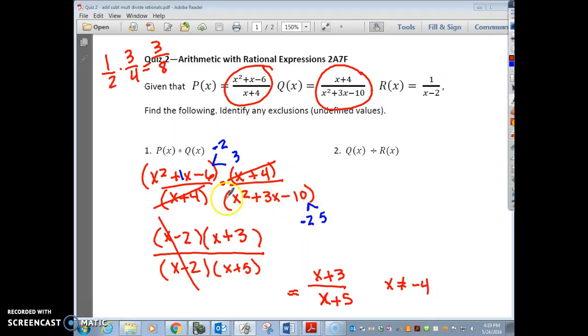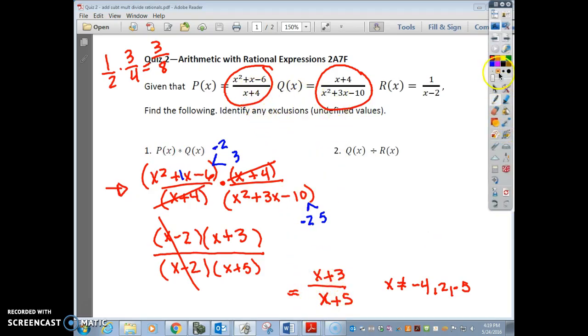What about this part right here? Because I'm looking at the original one, right? This part, we saw that we could factor it into this, right? So x cannot equal 2 because 2 minus 2 right here is 0. And it cannot equal what? -5 because -5 plus 5 is equal to 0. So this is the reduced version of that. P times Q is this. This times that is equal to this after it reduces.